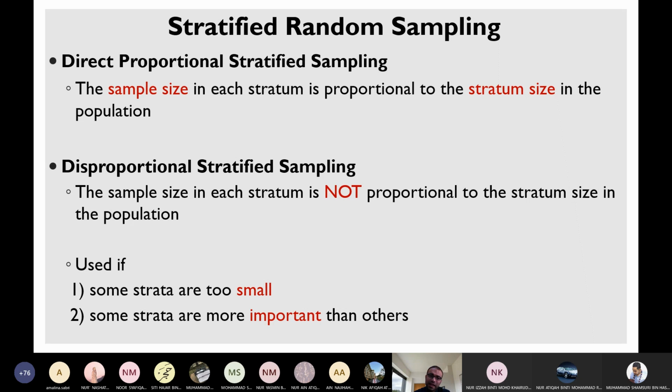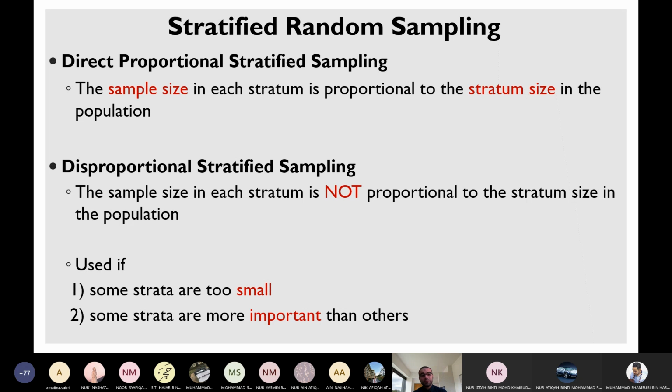And this will mostly have two major types. The first type is proportional, where the random sampling is done according to the sample size. For example, in Malaysia you have Malay, Chinese and Indian. Maybe Malay is the majority, Chinese the second, and Indian the smallest. If you want direct proportional stratified sampling, you get more from the Malay and relatively less from the Chinese and the Indian.